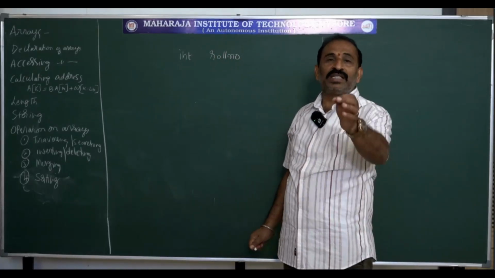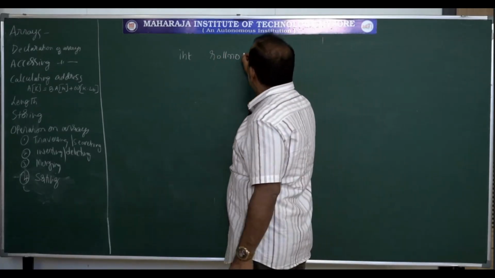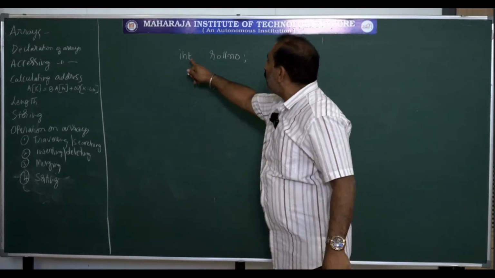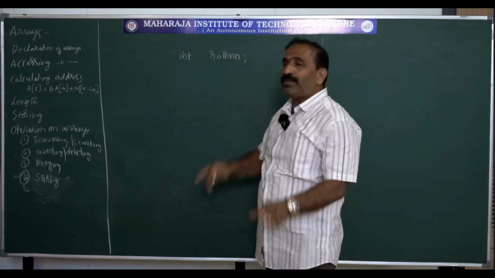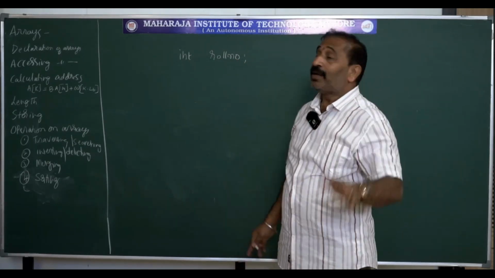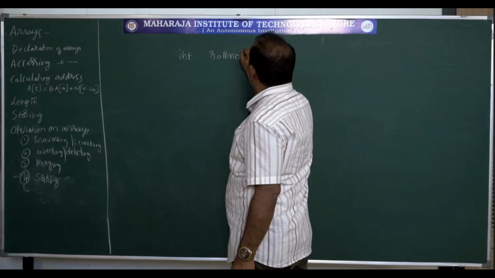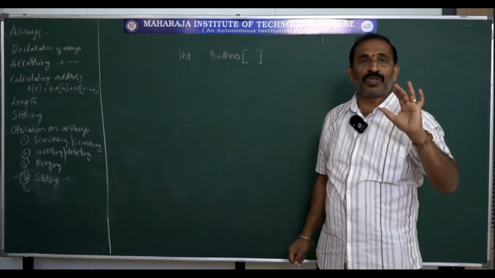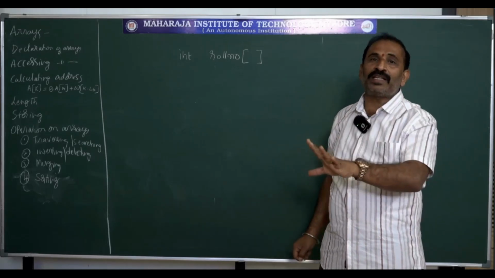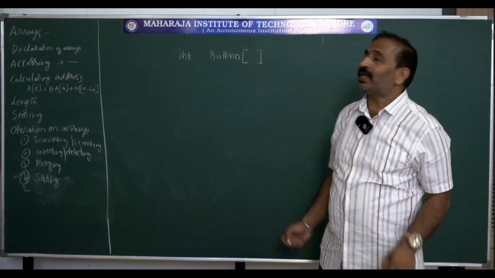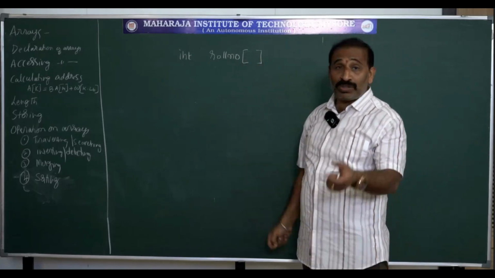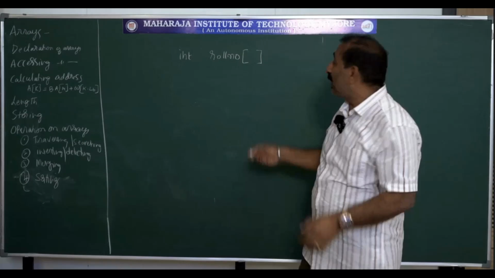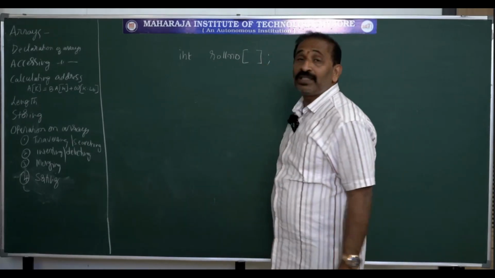Roll number is an integer type, but if you simply write it like this, it can store only one number. If I write int roll number, it can store only one number, but if you would like to have more than one number, then I have to use square brackets. This is the difference. Without square brackets, it is a single number. With open and closed square brackets, it becomes an array.